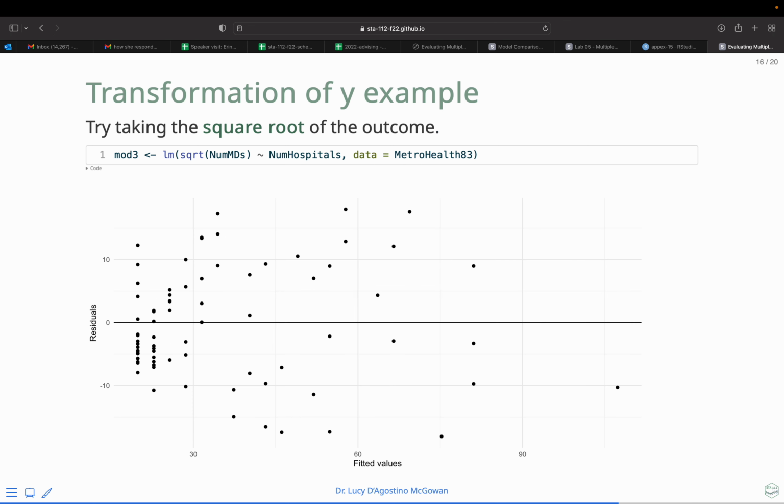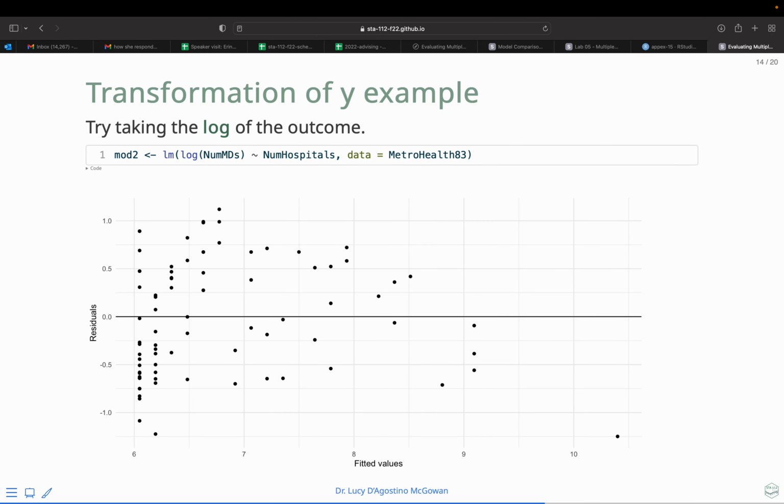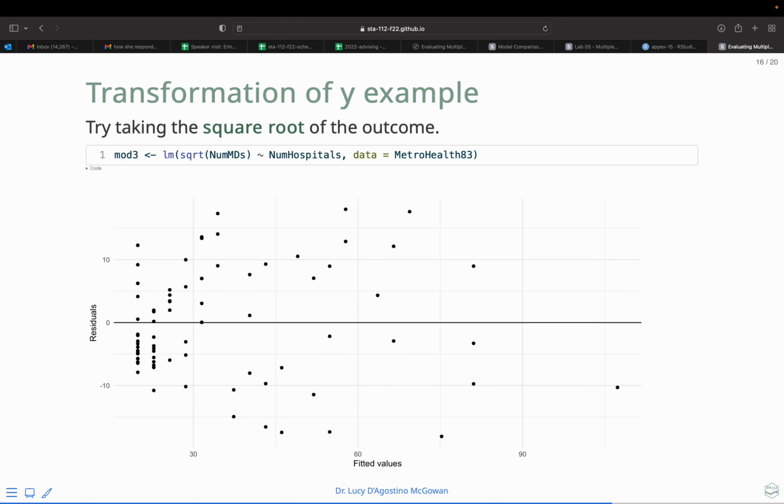I could also try to take the square root of the outcome variable. How do you think this plot looks? To me, it looks a little bit better, maybe, because here it looked like our variance was getting a little tighter as we moved across. Here it looks a little bit more constant, more of a cloud, not so much of a pattern. We still have a little bit of this clustering down here, but this looks a lot better to me.